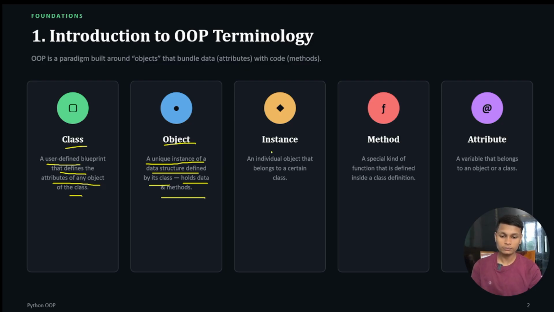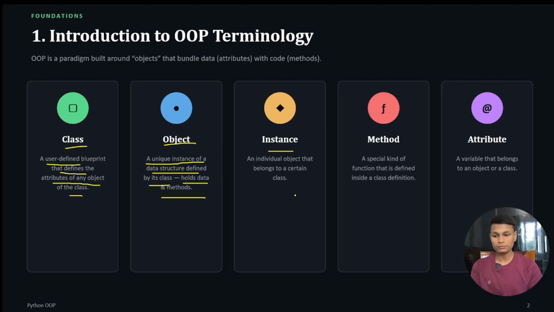Another thing was our instance. So what is an instance? An individual object that belongs to a certain class. It means that there is an object, and that object contains some data inside a certain class. So this type of thing is known as an instance.